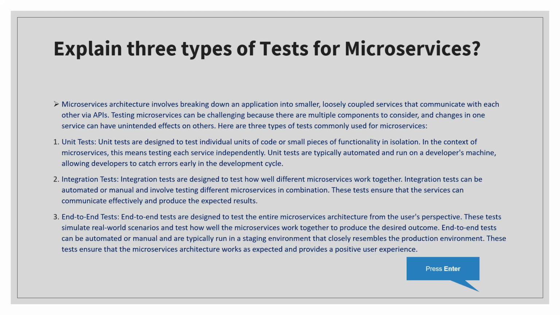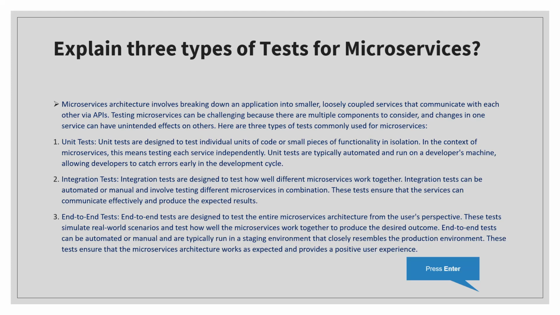First one is unit tests. Unit tests are designed to test individual units of code or small pieces of functionality in isolation. In the context of microservices, this means testing each service independently. Unit tests are typically automated and run on a developer's machine, allowing developers to catch errors early in the development cycle.